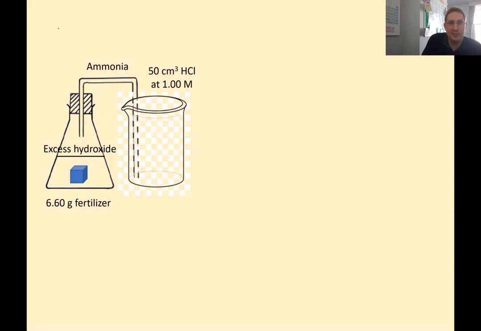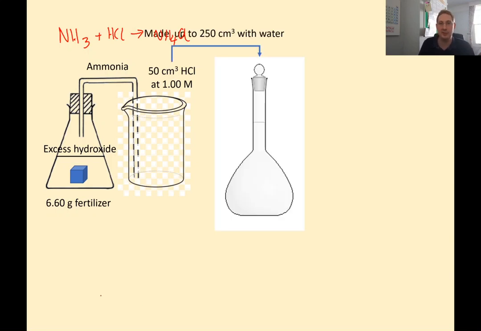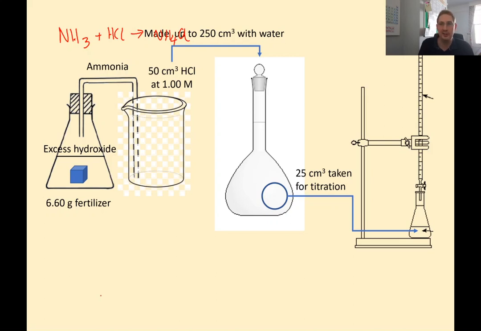Of course, you'll need to know that the reaction between ammonia, NH3, and hydrochloric acid just gives you ammonium chloride, 1:1 ratio. That is made up to 250 centimeters cubed with water, titration, 20 centimeters cubed of 0.1 molar sodium hydroxide. Okay, so I want you to work back and see if you can work out the number of moles of ammonia that were made.